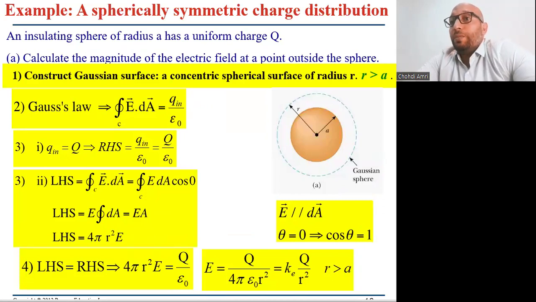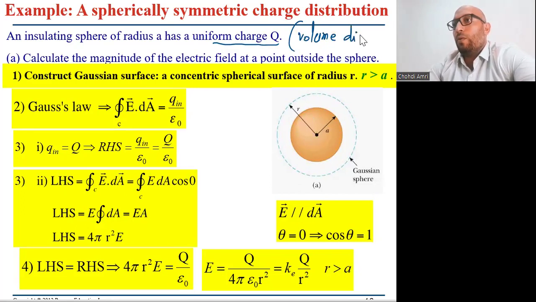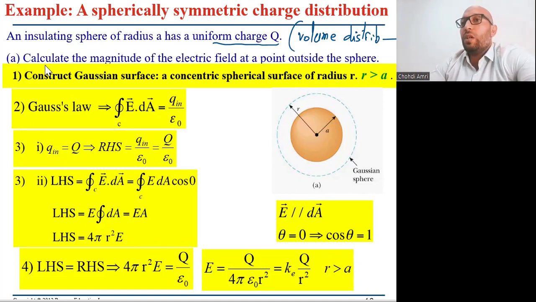Now we will discuss the example of an insulating sphere of radius A and a uniform charge Q. This Q is distributed over the volume of the sphere, so it's a volume distribution. Good. Question number 1A: calculate the magnitude of the electric field at a point outside the sphere. Let's try to do the example step by step.